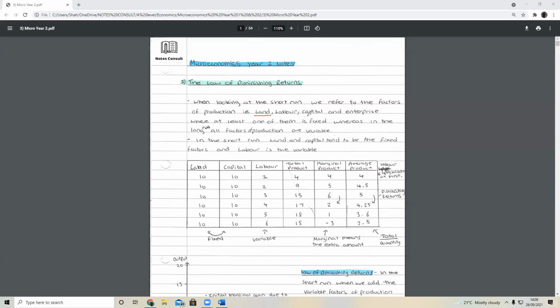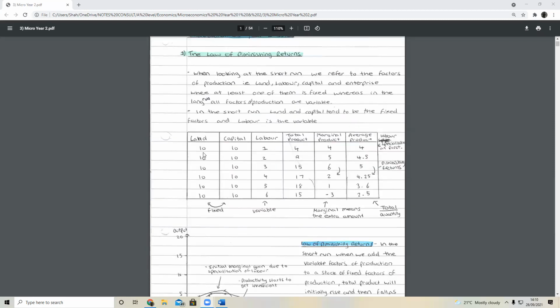Yeah. Capital, so we're talking about man-made aids to production. That looks into the long run, I'm pretty sure. Yeah, so capital can be changed a lot in the long run, but in the short run, it's probably gonna stay fixed as well. Enterprise, of course, is just entrepreneurship. This may also change a lot, but land and capital are most likely going to stay fixed in the short run. That's why we have in this table a stock of factors of production.